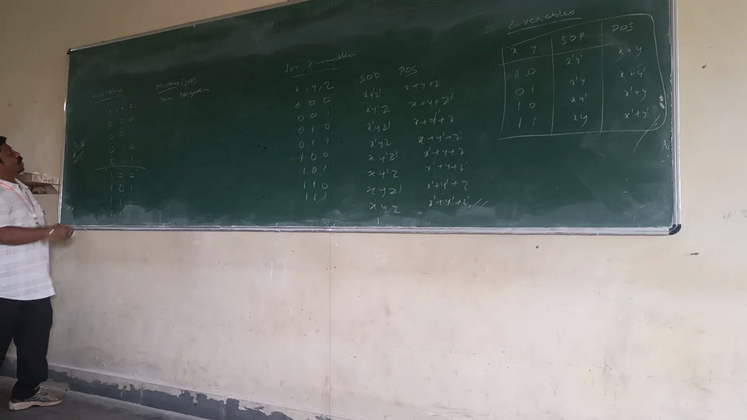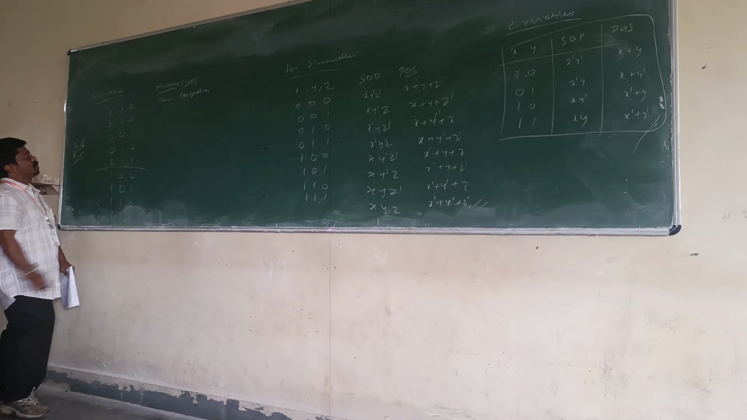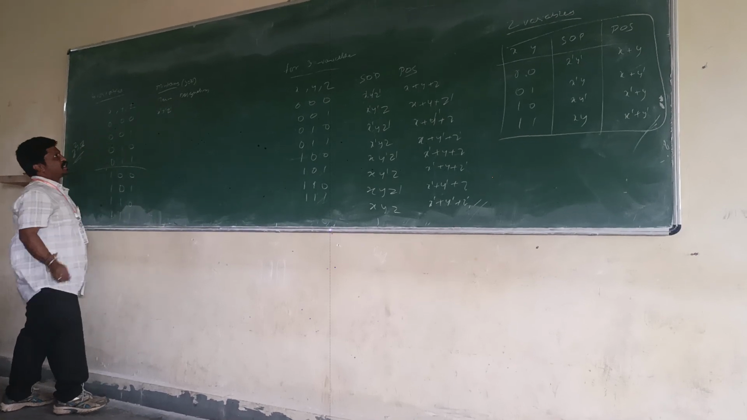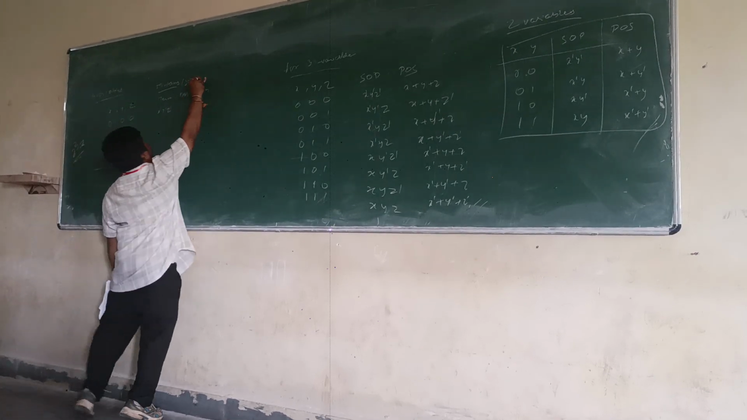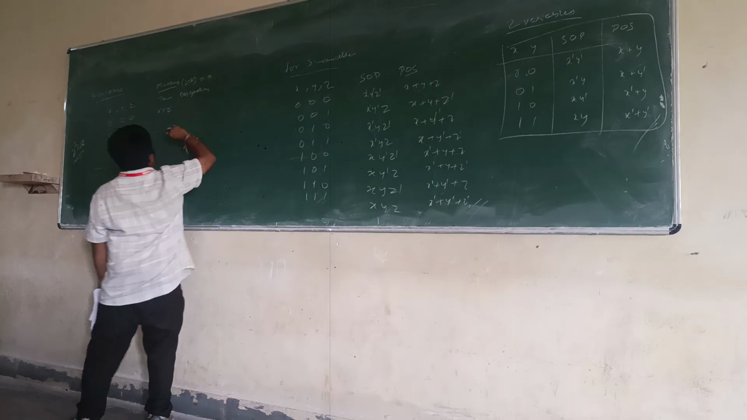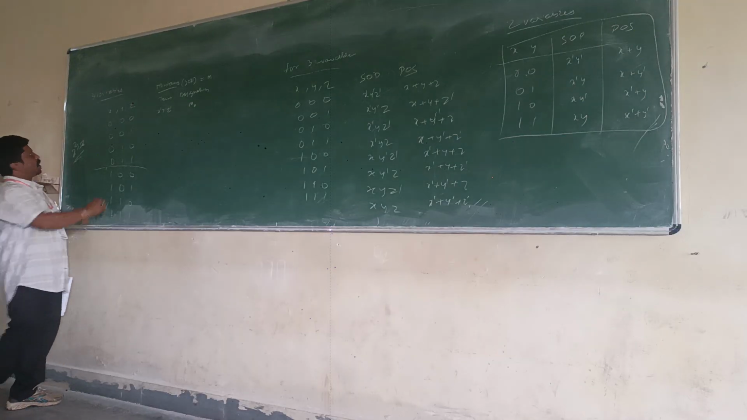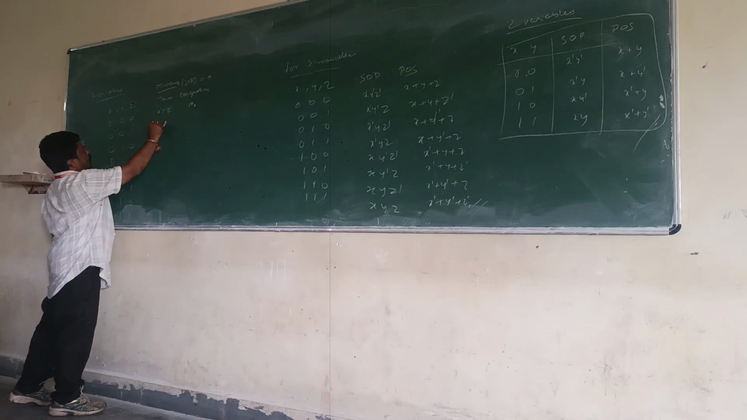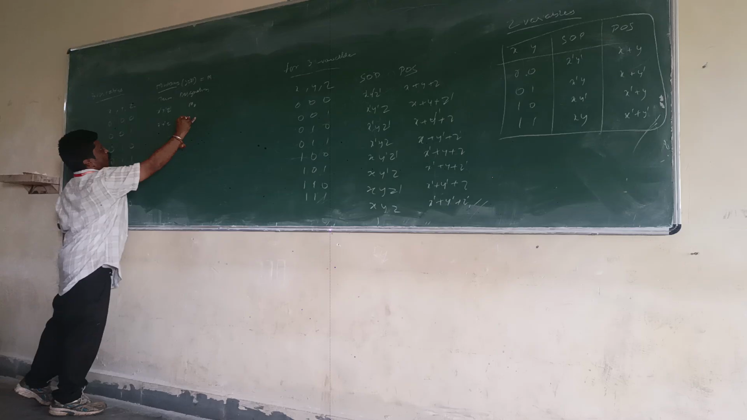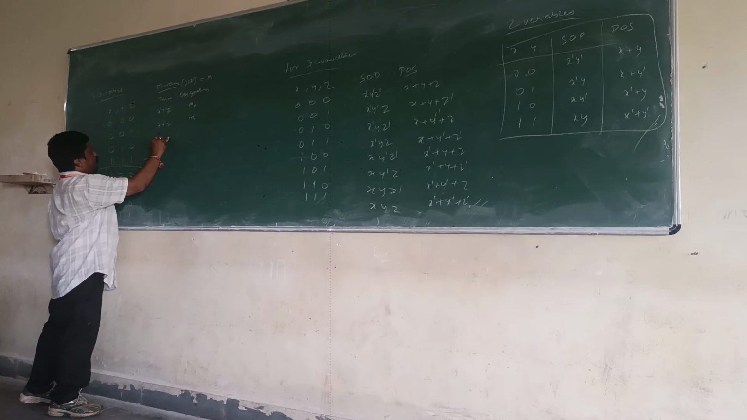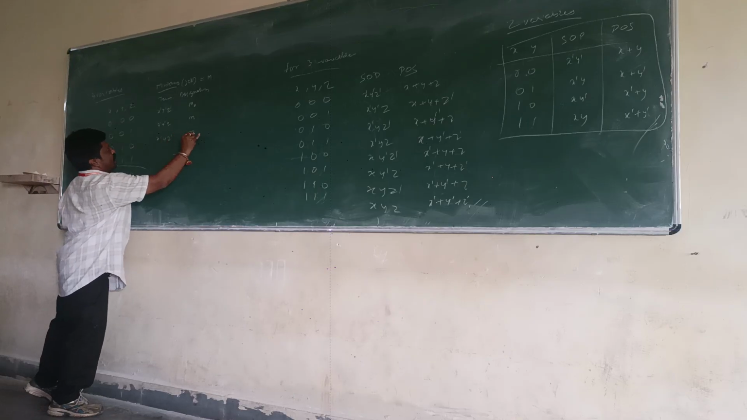Okay, yes, 8. The min terms would be, here, x bar, y bar, z bar. The designation I'm using for min terms is m. The designation would be m0. This one is x bar, y bar, z, which is m1. This is x bar, y, z bar, which is m2.